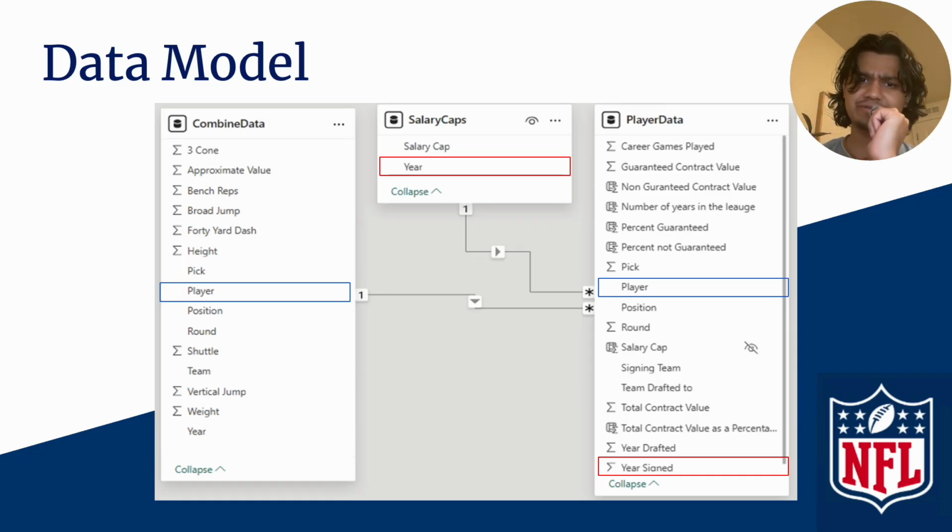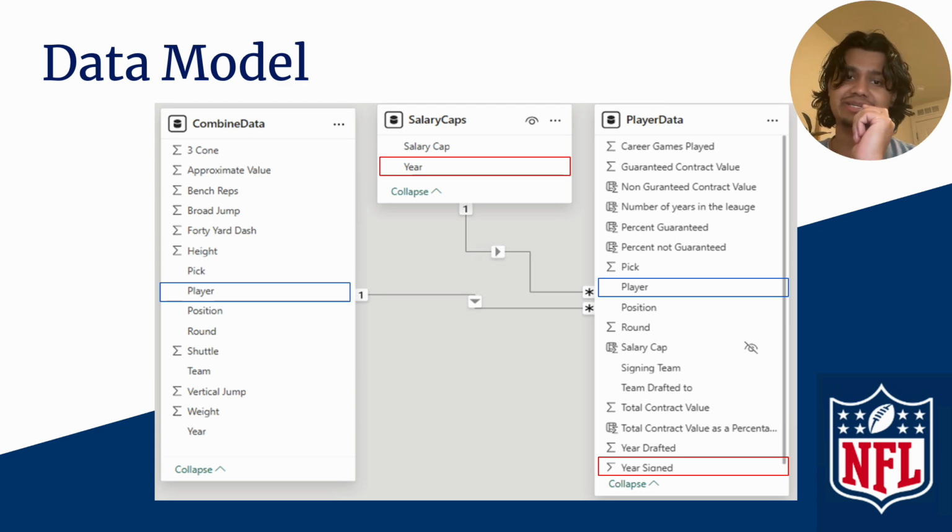All right, so before we dive into the results, here's how we organized all the data behind the scenes. And here's a quick look at the data models we used for our project. So we brought together three main tables that you can see here: combined data, salary caps, and player data.